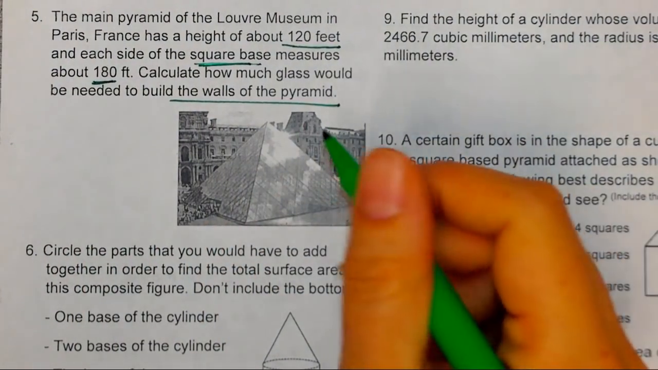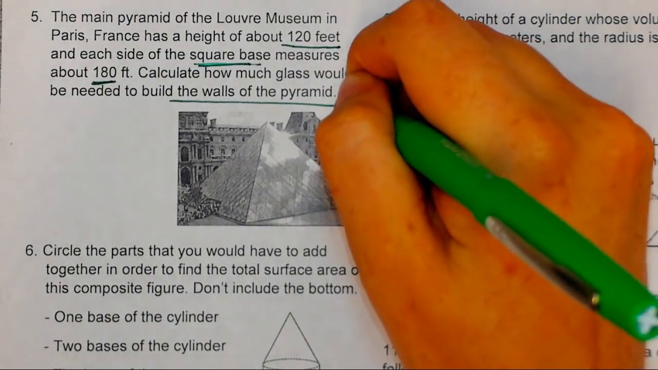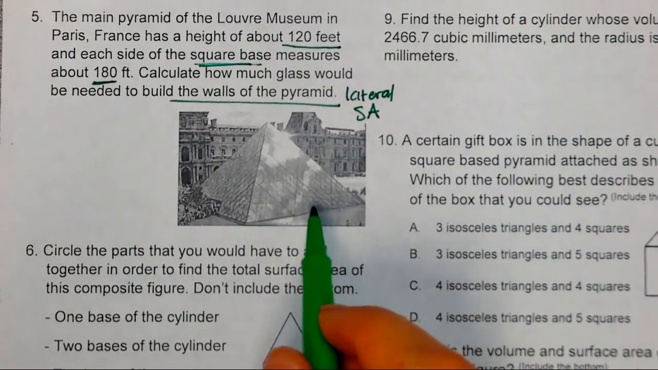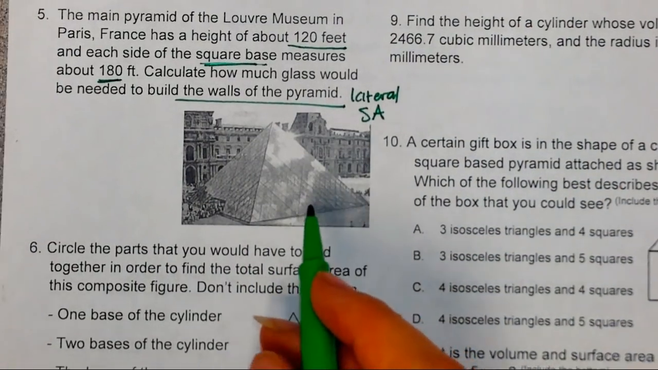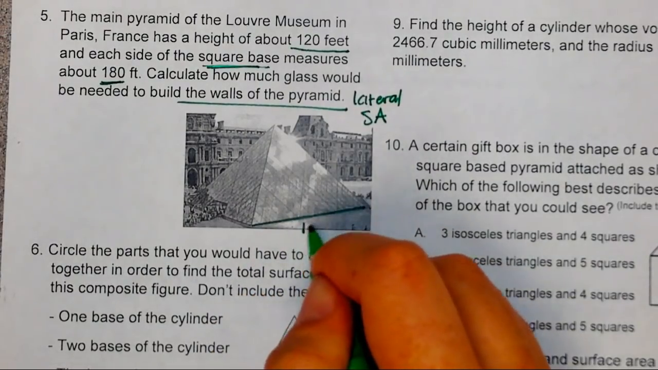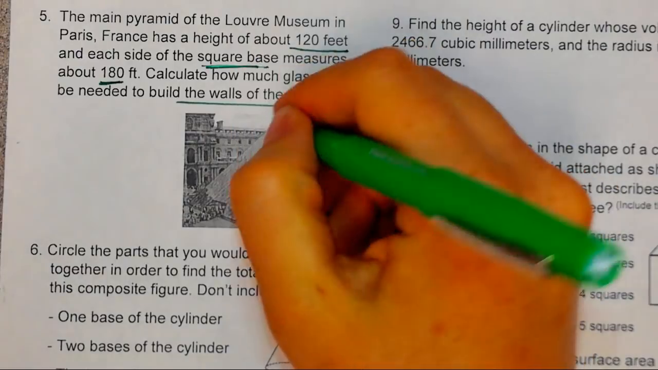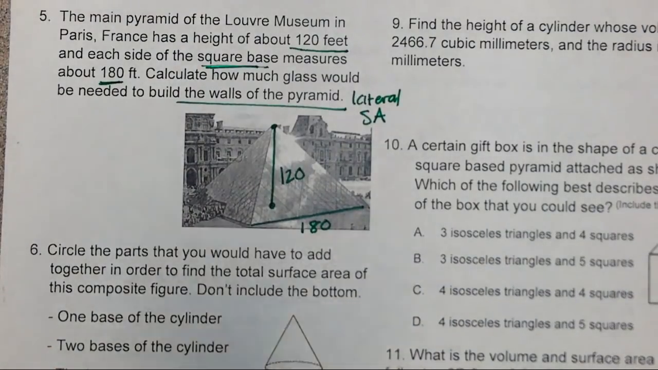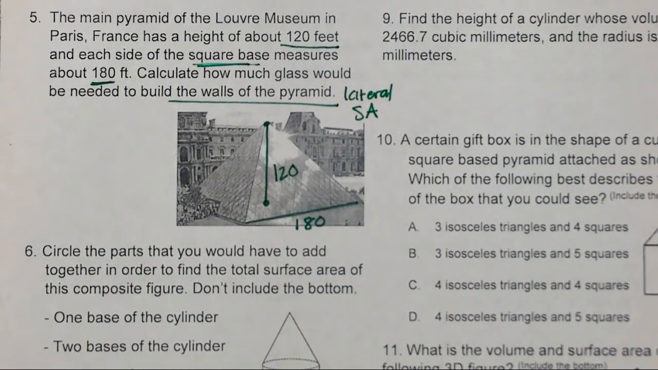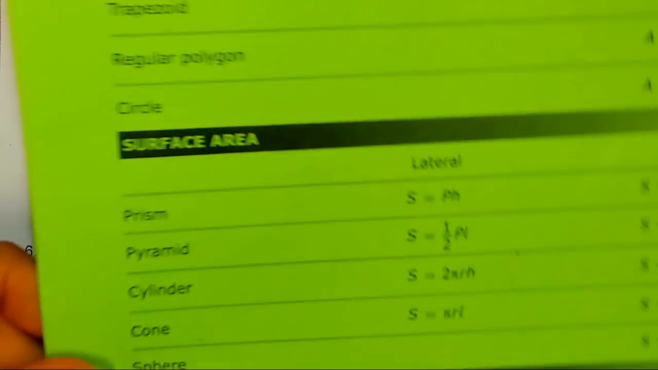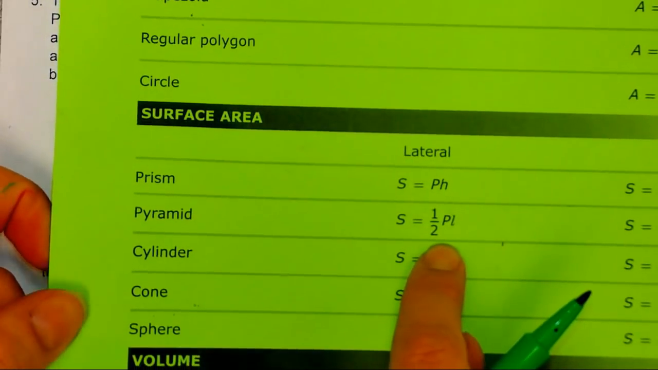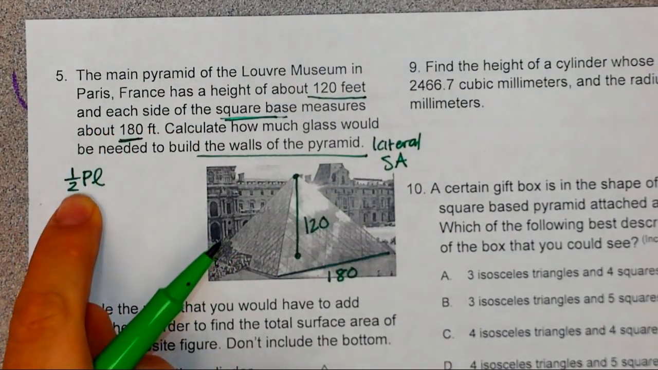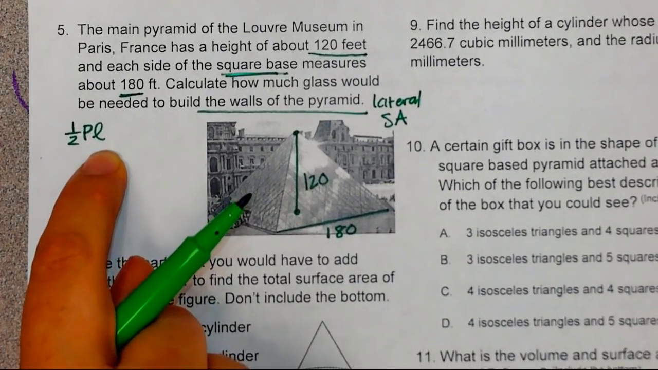So because it's asking for just the walls of the pyramid, all we're going to need is the lateral surface area in this situation. We don't need to know what the bottom is because that's not going to get covered. On this picture, this length is 180. This height is 120. If you look at your formula chart, the formula for lateral of a pyramid is 1/2 PL, where P stands for perimeter of the base and L stands for the slant height.